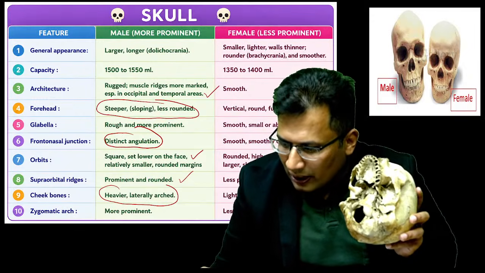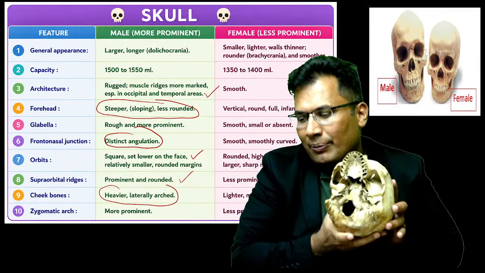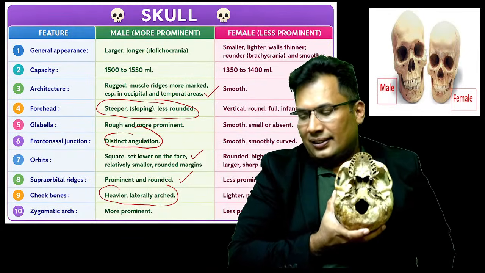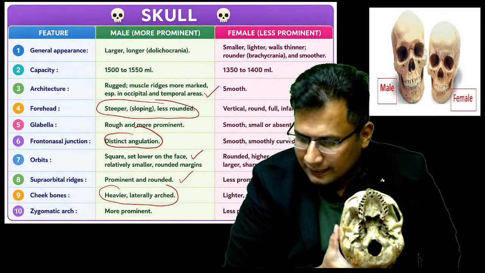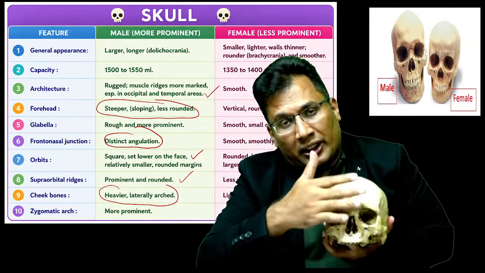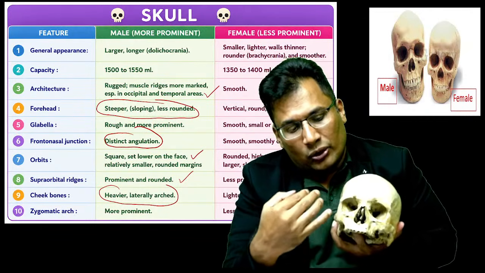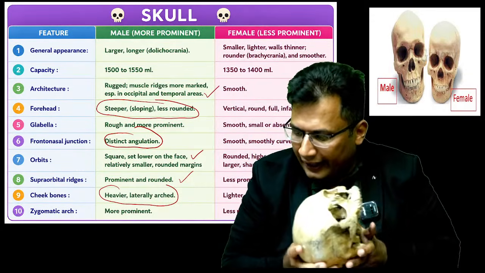Yes, I hope you understood, guys. I hope you understood the difference between male and female skull. Yes, Vera Supava, Bhumika Reddy, Anu, are you there? So my favorite point is steeper forehead, square orbit, supraorbital margins are very prominent. Yes.